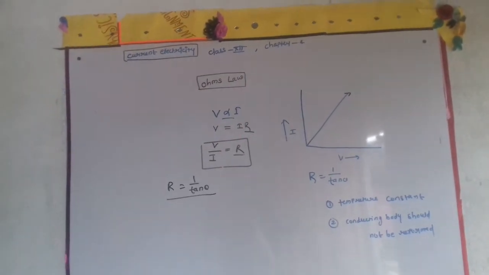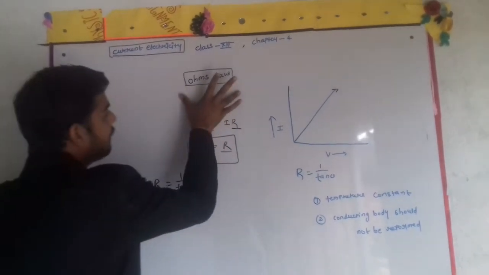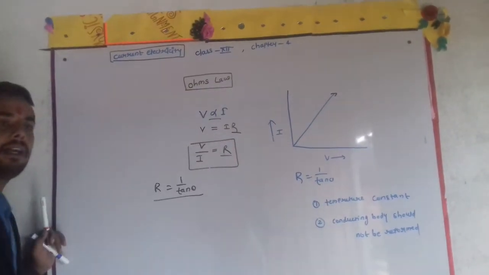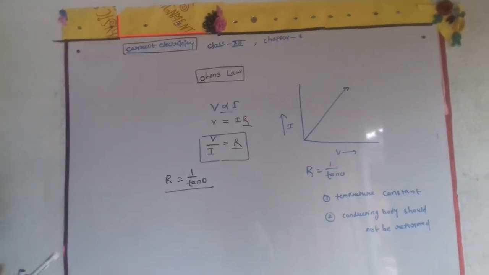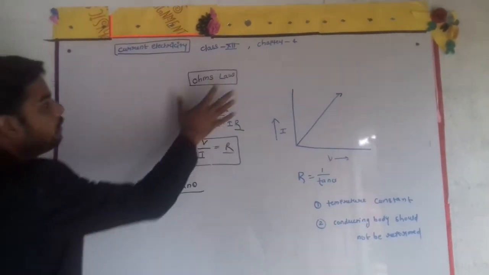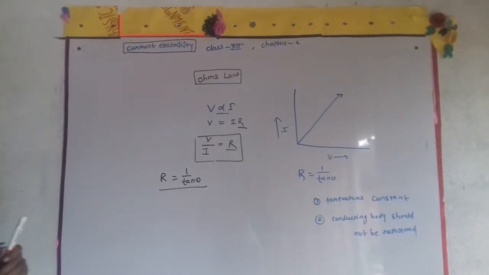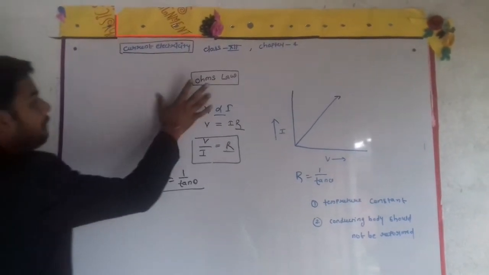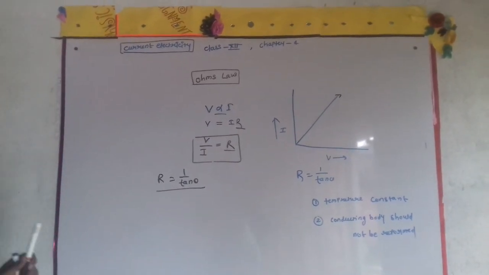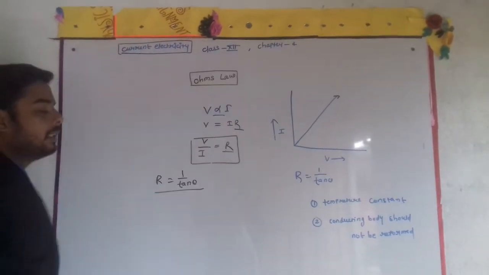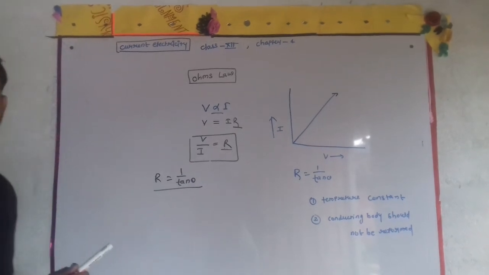First is temperature. Ohm's law is applicable for a body where the temperature remains unchanged or constant. Then only Ohm's law will be applicable. Next, it is applicable only if the conducting body is not deformed. We must not change the conducting body. This is our Ohm's law.